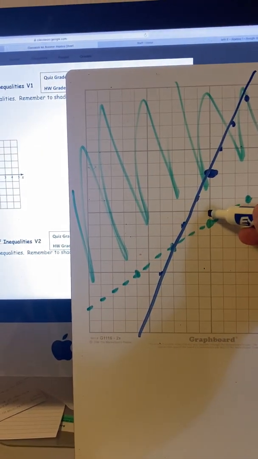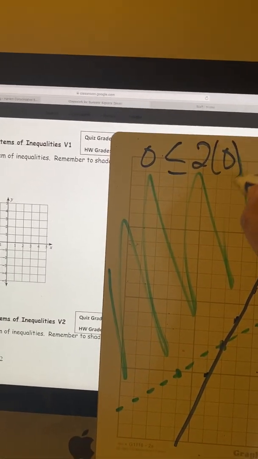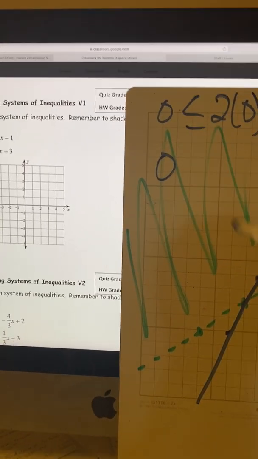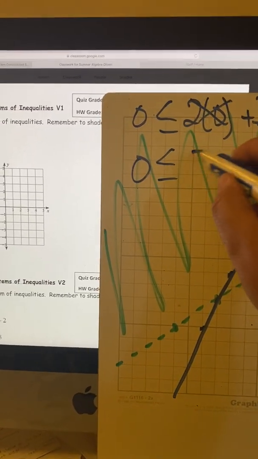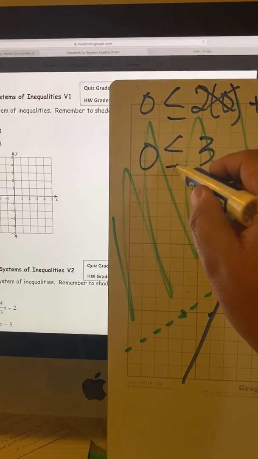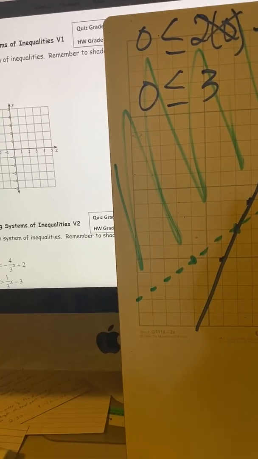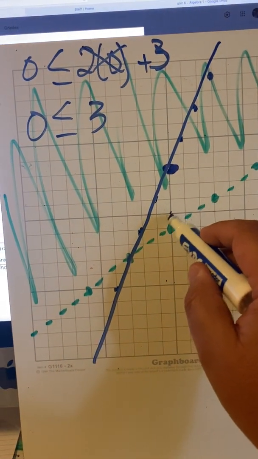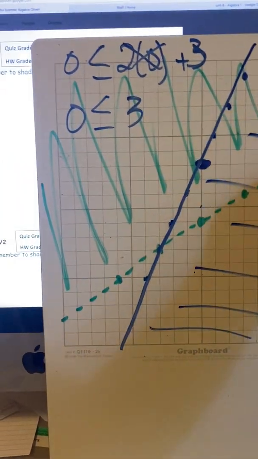I've got to test the origin, (0, 0), in this problem. 0 is less than or equal to 2 times 0 plus 3. Because I changed the y for the origin into 0, 0 is less than or equal to 2 times 0, which wipes out, plus 3. Is 0 less than or equal to 3? It is. That means everything on the blue line that contains the origin, which is right here, has to be shaded. So it's over here.